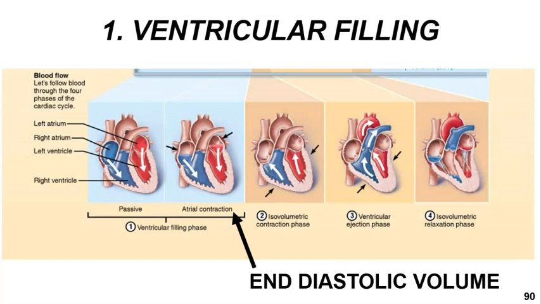So at the end of atrial contraction, the ventricles now contain their maximum volume of blood during the cardiac cycle. And this is referred to as the end diastolic volume of the ventricles because this is the volume of the ventricles at the end of ventricular relaxation.